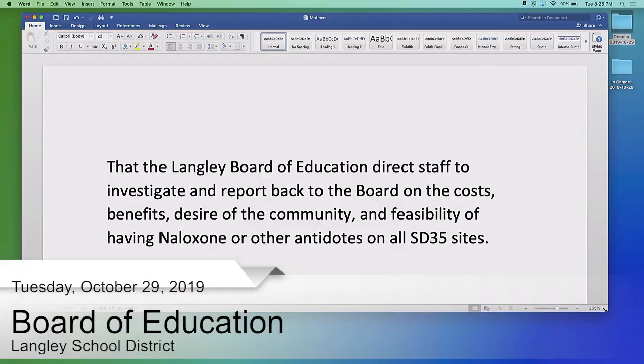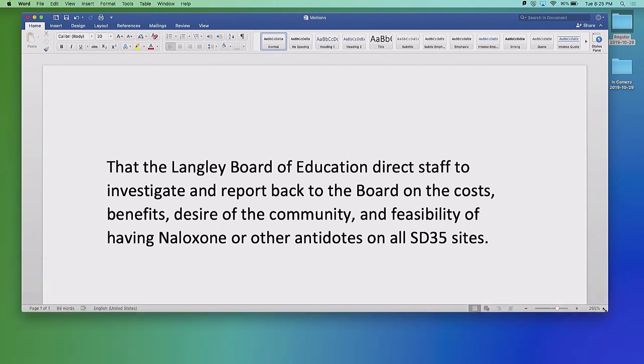Thank you. Sure, so I will start off then by stating the motion that's on the agenda. Move it over to you to move. Yep. We'll get a seconder and then speak away. Okay, so 8.1 is naloxone kits. The motion that Vice Chair Coburn has filed is that the Board of Education directs staff to investigate and report back to the board on the costs, benefits, desire of the community, and feasibility of having naloxone or other antidotes on all SD35 sites. So could I please get a mover? That would be moved by Vice Chair Coburn. Seconder, please. Seconded by Trustee Perot.